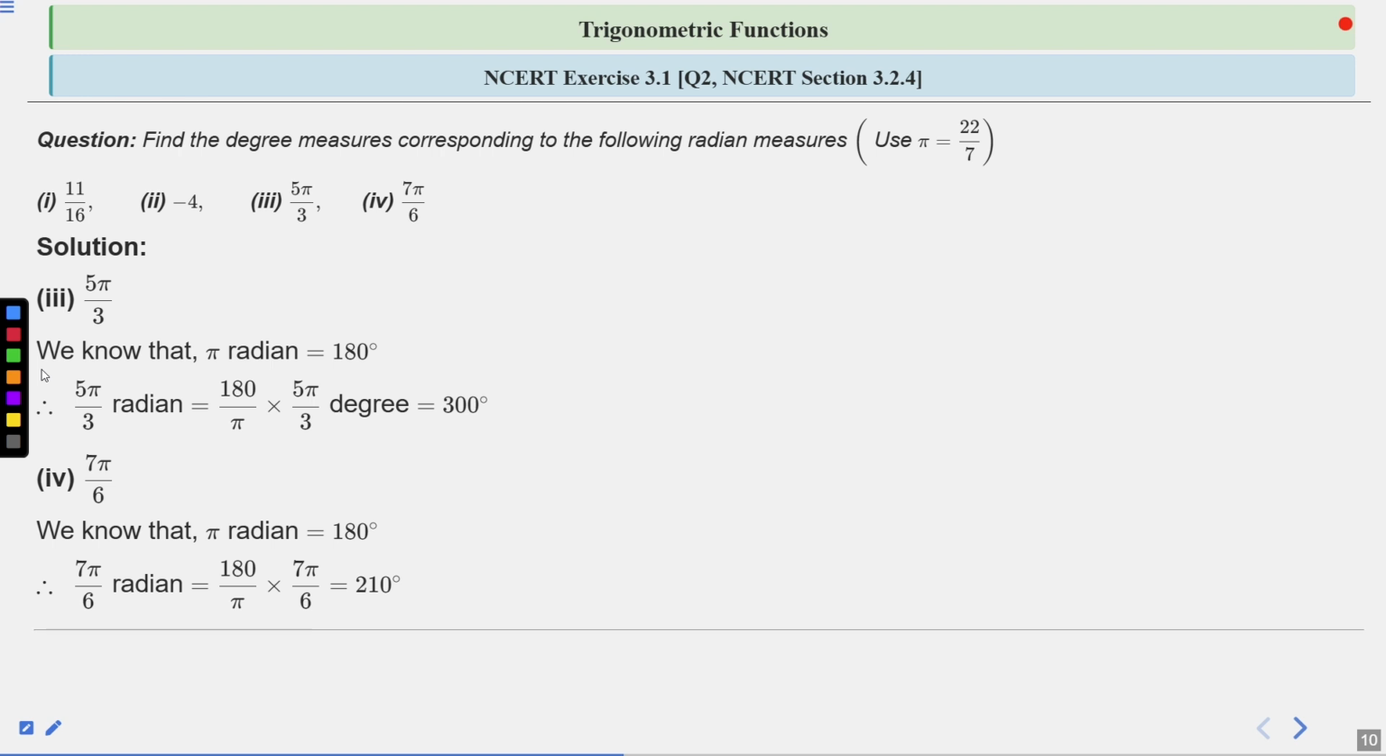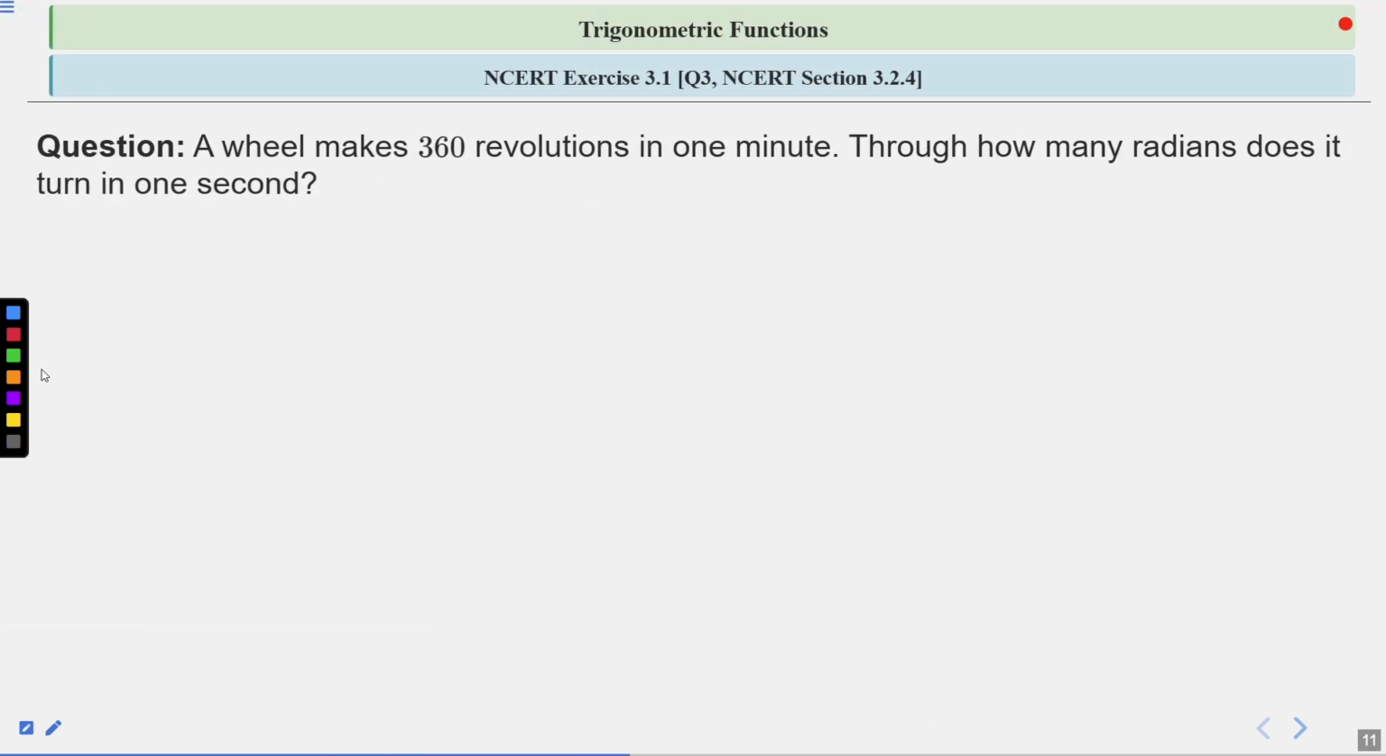Okay, let's move to the next question. Next question is NCERT exercise 3.1, question number 3. Question says a wheel makes 360 revolutions in 1 minute. Through how many radians does it turn in 1 second? We have a wheel which makes basically 360 revolutions in 1 minute. So through how many radians does it turn in 1 second? We need to calculate this.